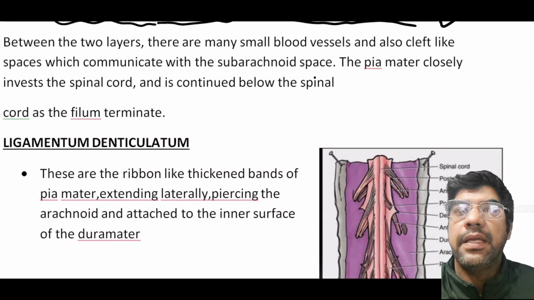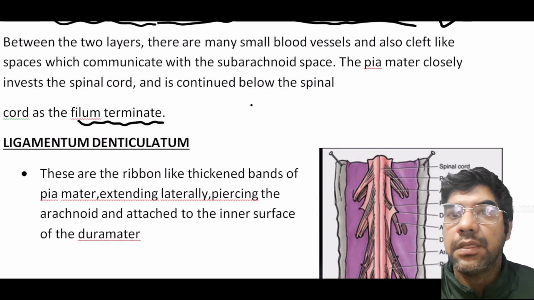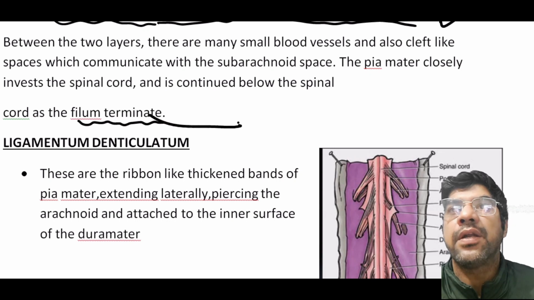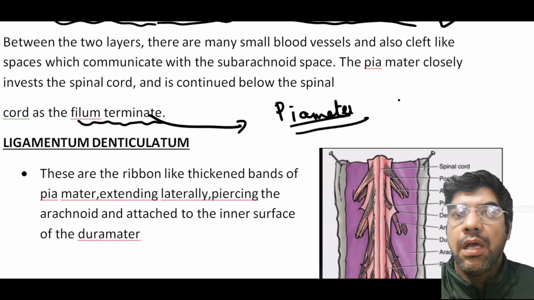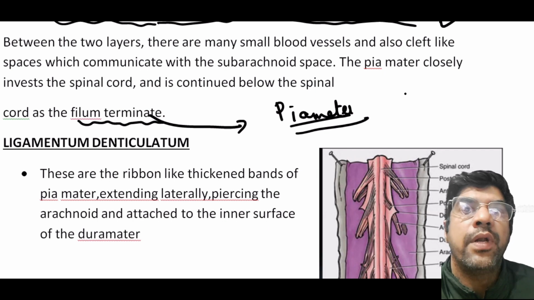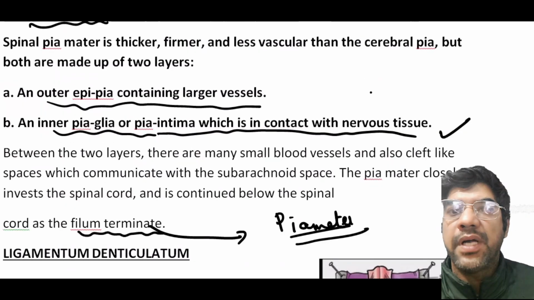Now the pia mater invests the spinal cord and continues below it as the filum terminale. The filum terminale is a delicate membrane-like structure within the spinal cord. Remember, it is a part of the pia mater. It extends from the conus medullaris, which is the tapered lower end of the spinal cord, and it descends within the spinal canal.